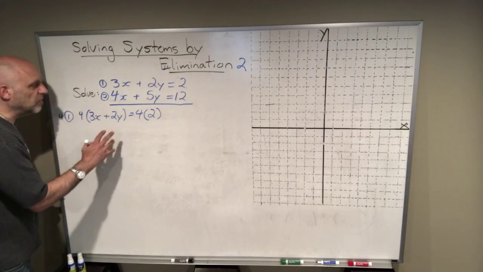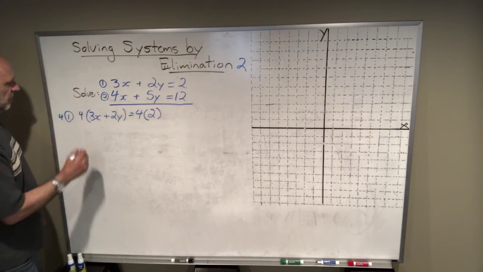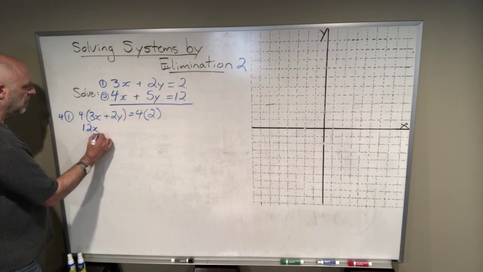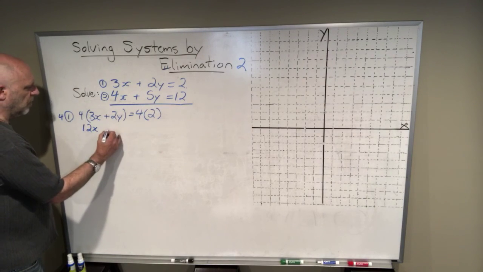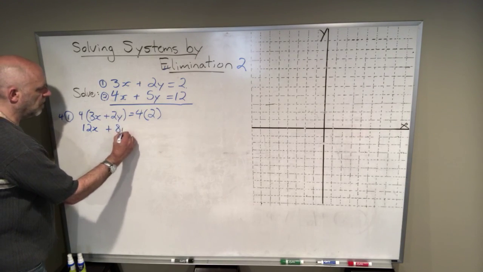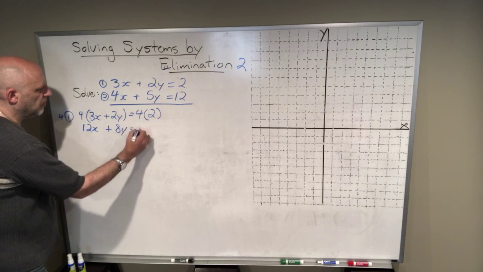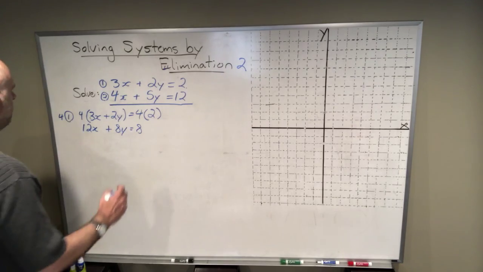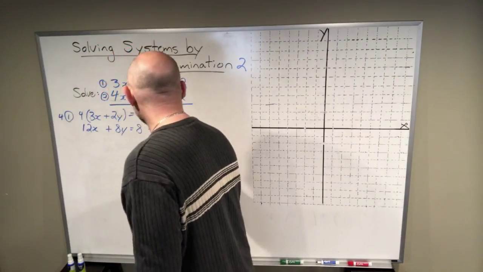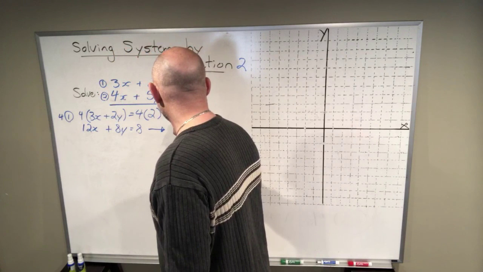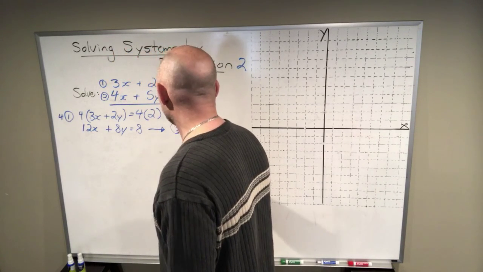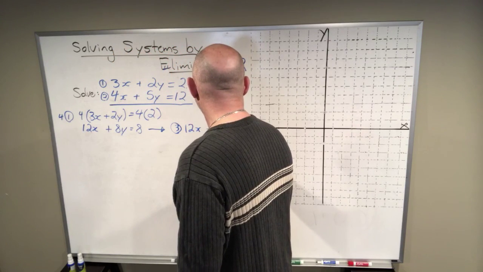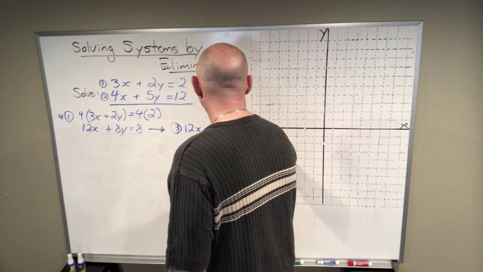Okay, so it's all fine. I'm multiplying both sides by the same number. It doesn't change anything. 3 times 4 is 12x. 4 times 2y is 8y. 4 times 2 is 8. Okay. And now let me put it over here. I'm going to call this equation 3.